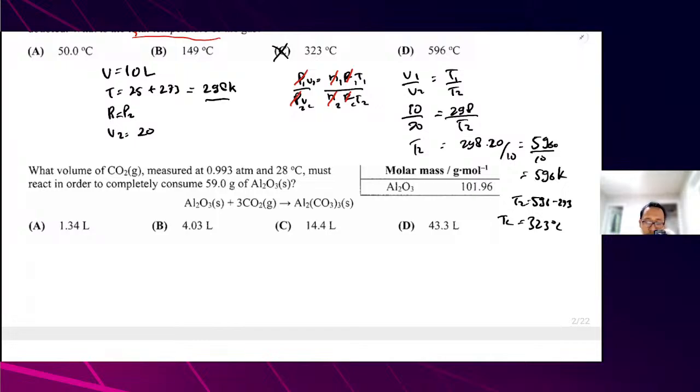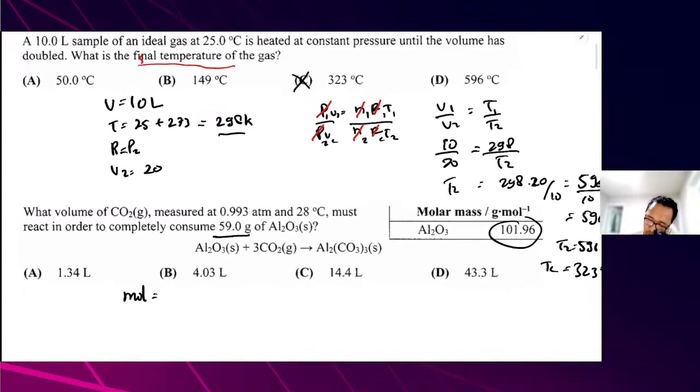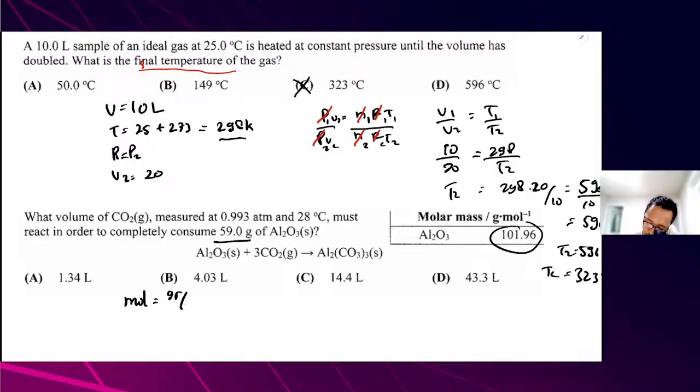Okay, so now the question is about the volume, at this pressure in atm, and this must completely consume the reactant. So now we have this information and the molar mass. So let's get moles: gram per molar mass, 59 divided by 101.96 grams per mole. So we will get about 0.579 mole.